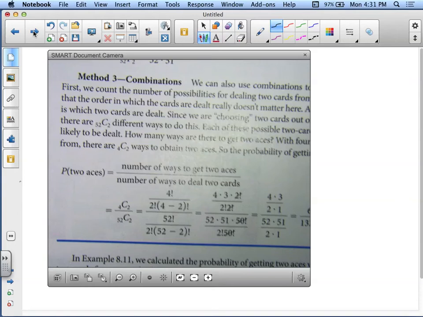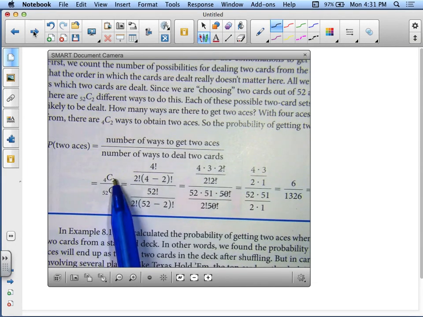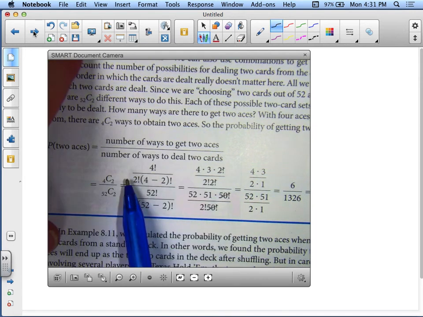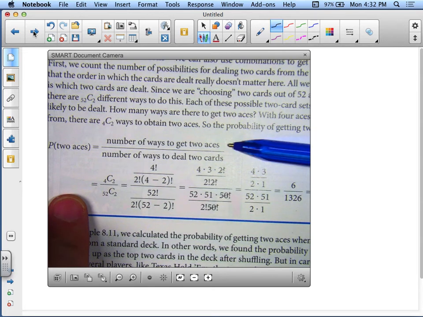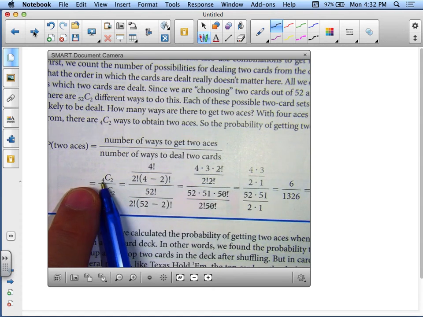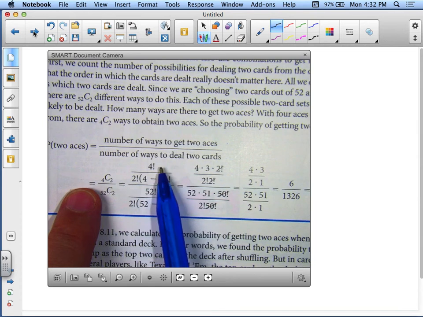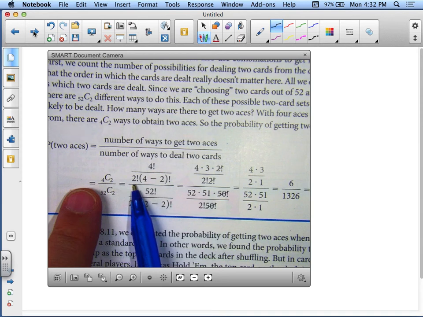Now, let me show you how you work combinations. Combinations is pretty much the same thing. We're going to use the same method, except order doesn't matter in this case. Again, what I want is 2 aces. What I have is 52 cards. So it's the number of ways to get 2 aces over the number of ways to deal 2 cards. Now, I have 4 aces and I want 2 of them. So when I plug that in, I get 4 factorial, that's your n factorial, divided by k factorial, that's the 2 factorial, times 4 minus 2 factorial.